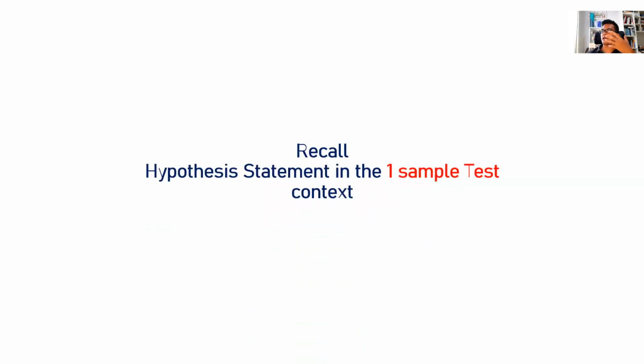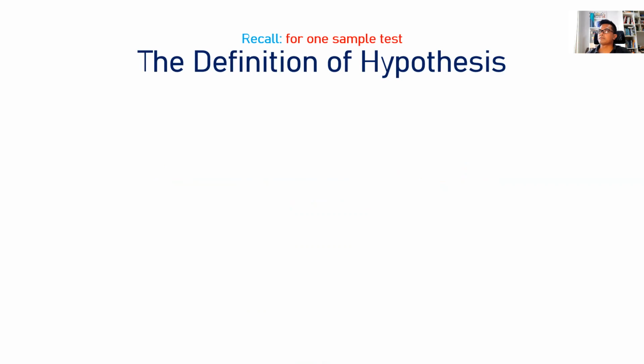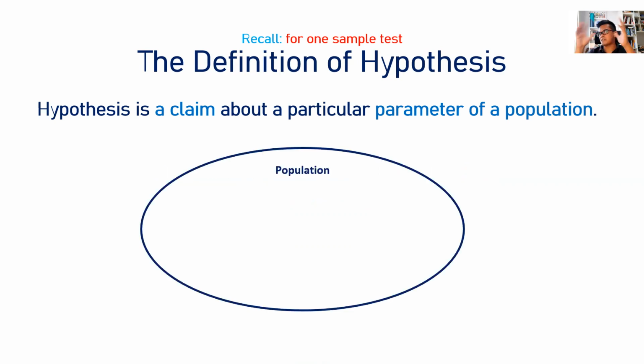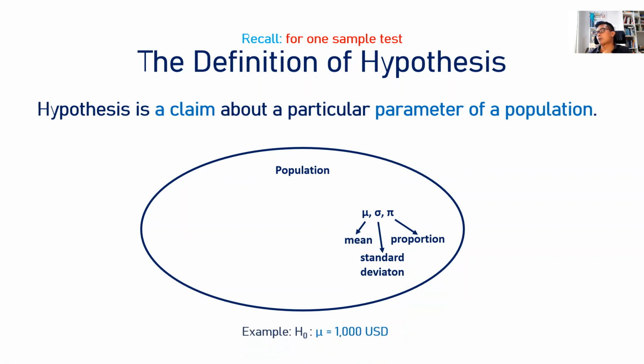Before that, I want to refresh your mind concerning the hypothesis statement in the one sample test context. First, let's discuss the definition of hypothesis. A hypothesis is a claim about a particular parameter of a population. Let's say we have a population of a country, and the minister of economy states that the average income of the citizens of the country equals 1,000 US dollars. The claim could concern the mean or the proportion, but mostly the mean. That is a one direction statement.